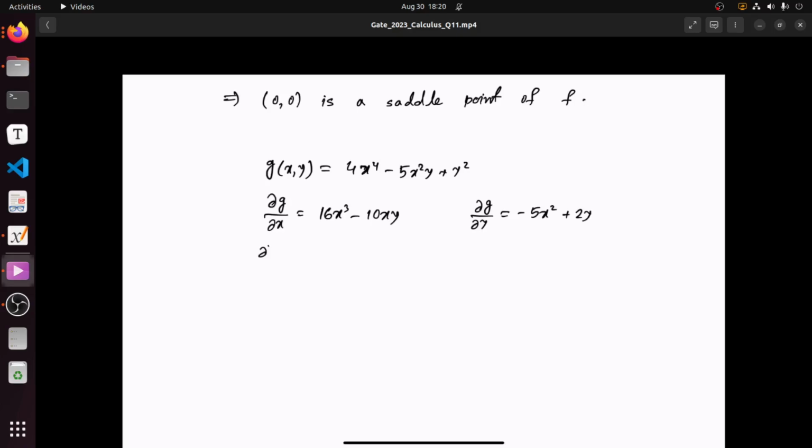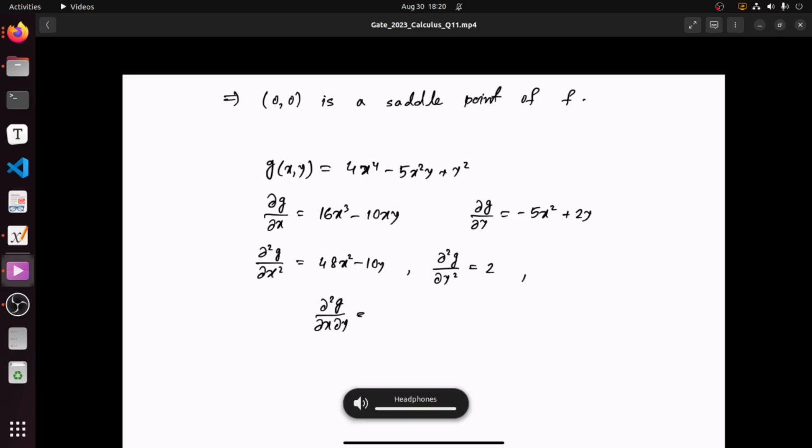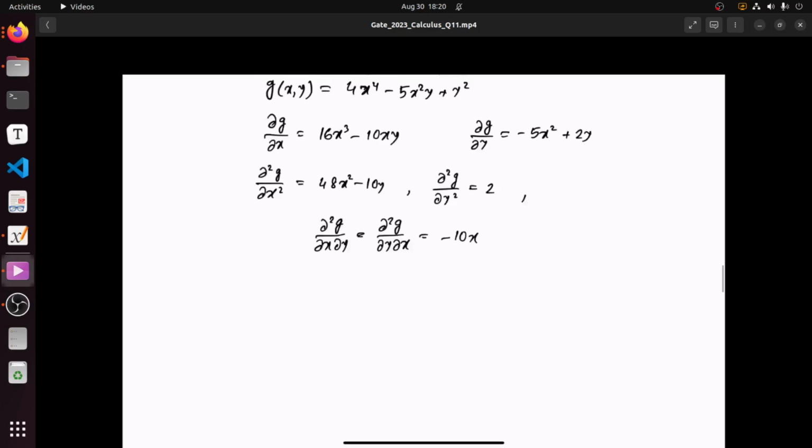And let's find the other partial derivatives. Del 2g by del x squared will be 48x squared minus 10y. Del 2g by del y squared is 2, and del 2g by del x del y, which is the same as del 2g by del y del x, is minus 10x. So let's check what the gradient of g is at the point (0,0). Del g by del x at (0,0) and del g by del y at (0,0) are both 0, so it is (0,0), which implies (0,0) is a critical point.